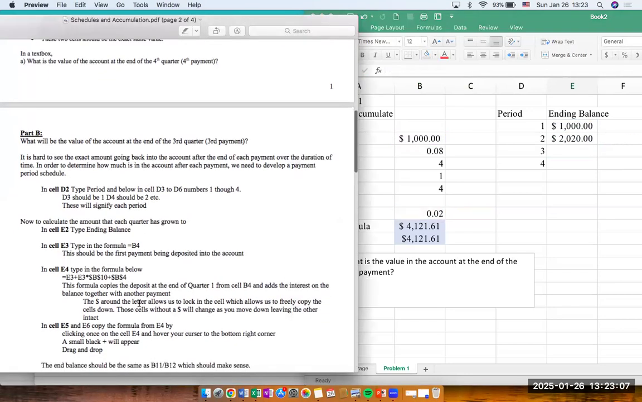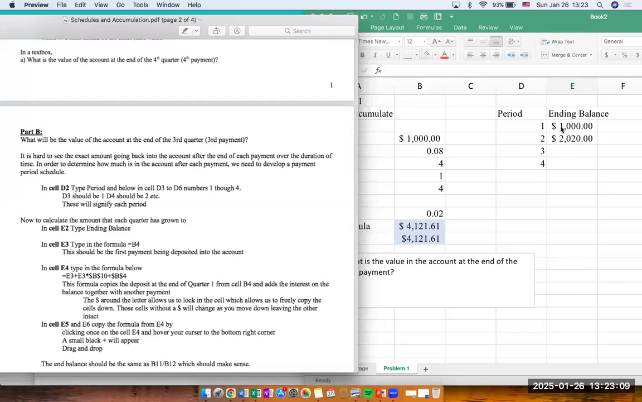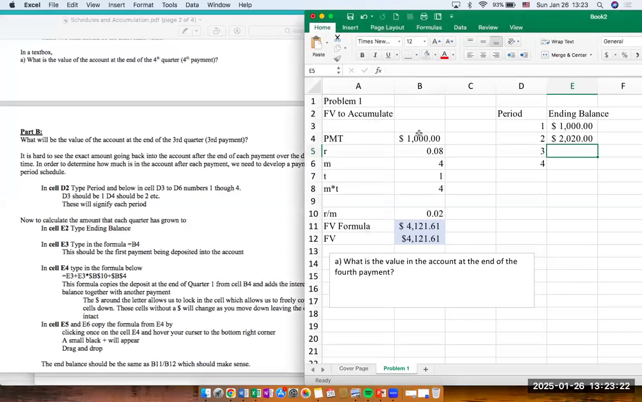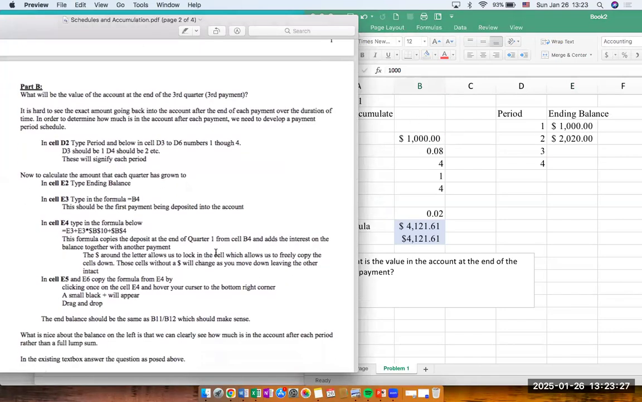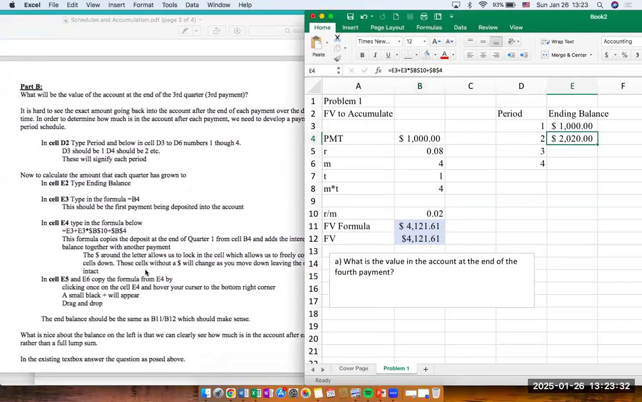It says this formula copies the deposit at the end of the first quarter, E3, from cell B4, and adds the interest on the balance together along with the other payment. So the dollar sign allows us to lock in your cell, and then freely we can go ahead and scroll down. So in cell E5 and E6, we can copy this formula just by waiting for that little black plus sign to come down, and we could just pull it down.